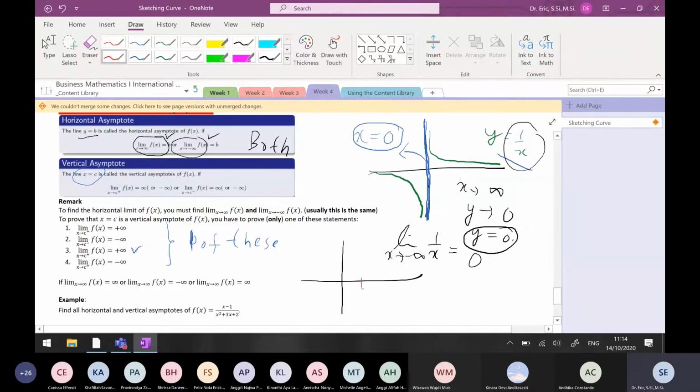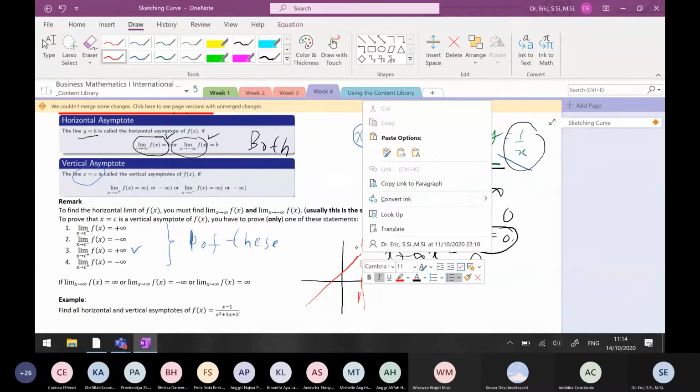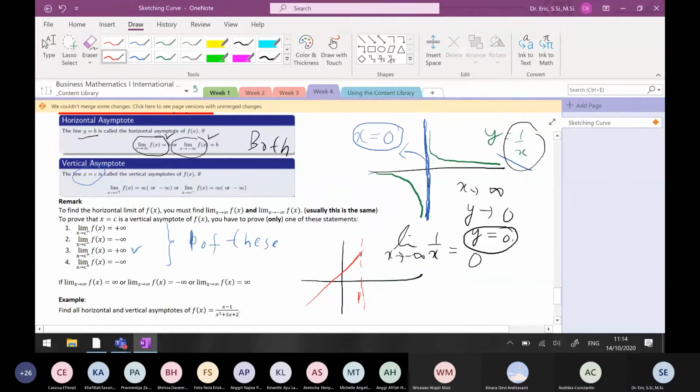Maybe this is 1. When x goes from the left of 1, it will go to this height. Let's say that is 2.